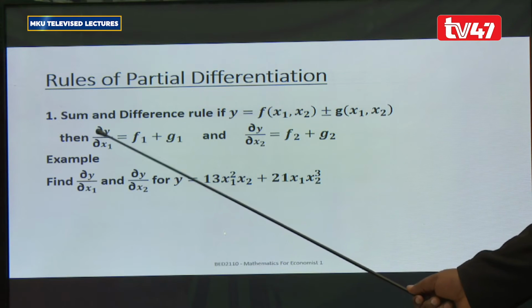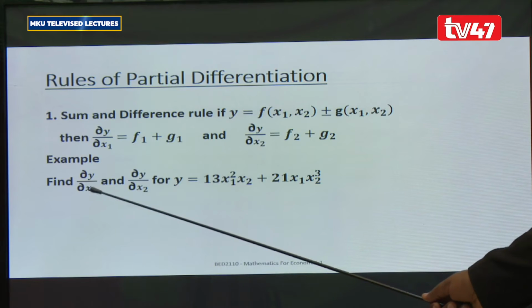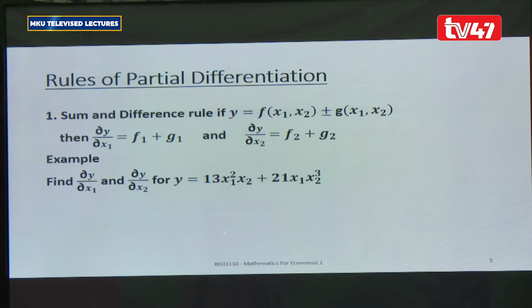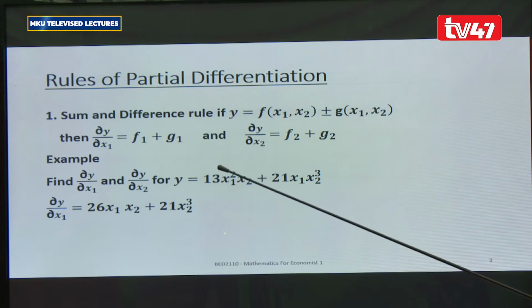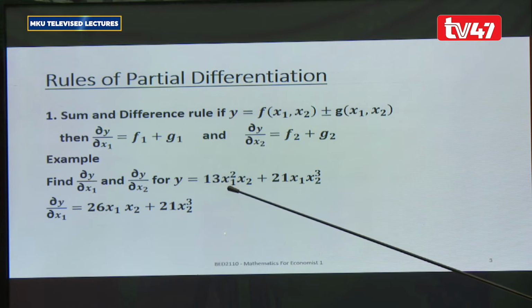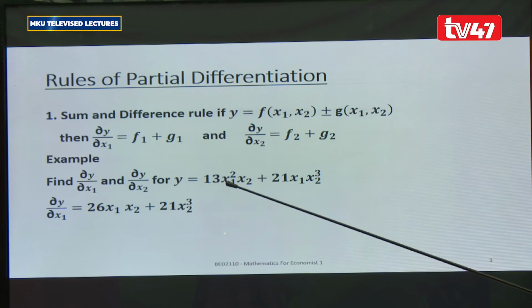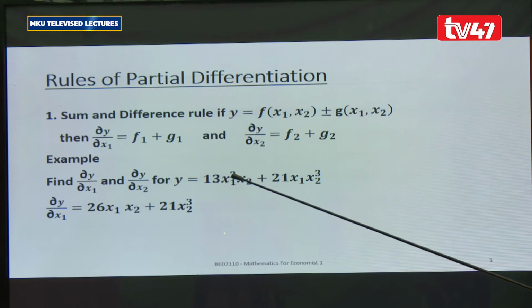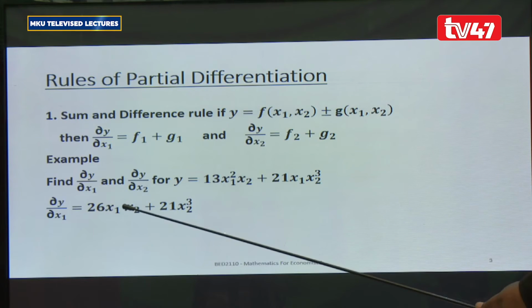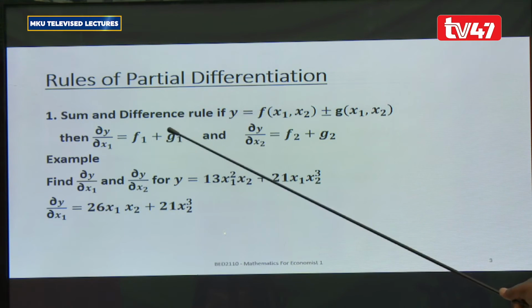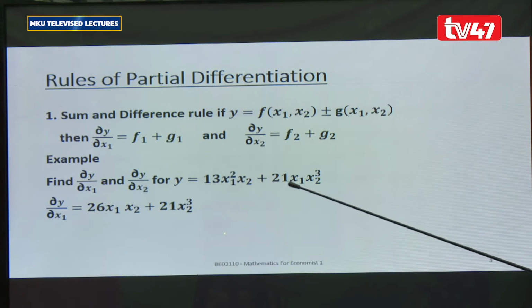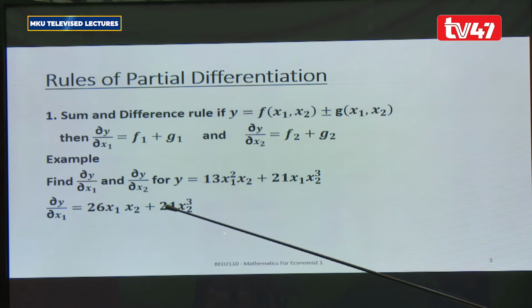So to get the partial derivative of this function with respect to x1, as we expected here, we now differentiate this first function with respect to x1. So this one will be 26x1 x2, as you can see here, then plus the partial derivative of this function with respect to x1. So we differentiate this one with respect to x1, which will be 21x2 cubed, as is shown here.